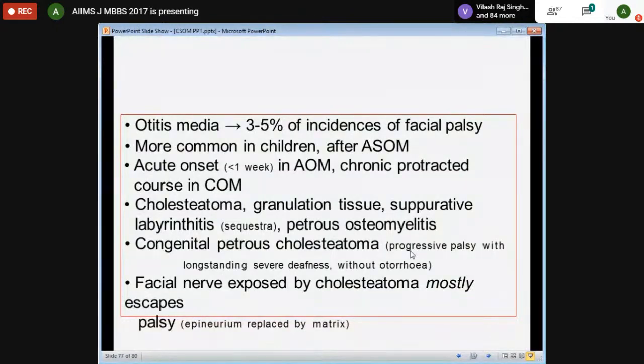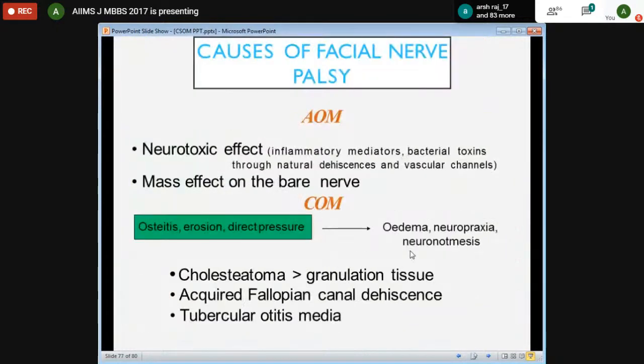So what happens is the facial nerve travels inside the fallopian canal, and in 50% of cases this canal wall is not present, leaving the facial nerve exposed to the middle ear. So if there is a problem in the middle ear, the facial nerve gets exposed directly, leading to palsy. So these are the findings. What is the reason? Because of neurotoxic effect, because of inflammatory mediators, or it may be due to mass effect. There is pressure from the granulation, from the edema, everything.